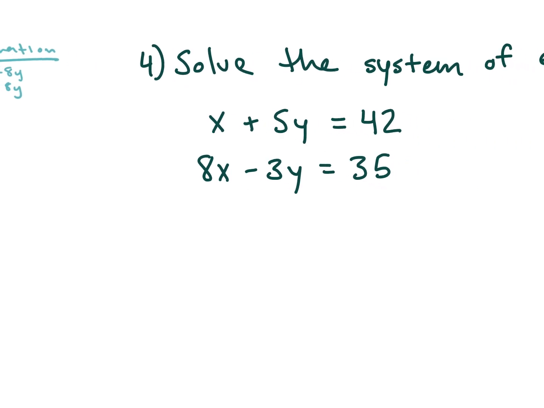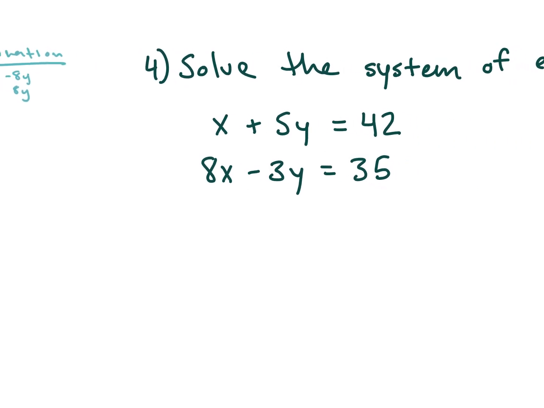So what could I multiply by to get one of my variables to cancel? -8. The top one by -8, perfect. So I'm going to multiply everything in my first equation by -8. So our new first equation is going to be -8x minus 40y equals 42 times 8.